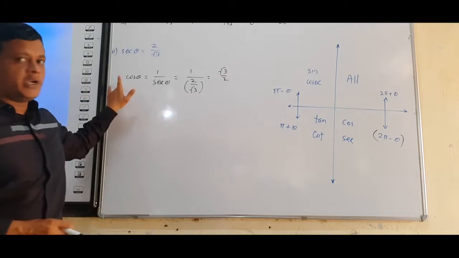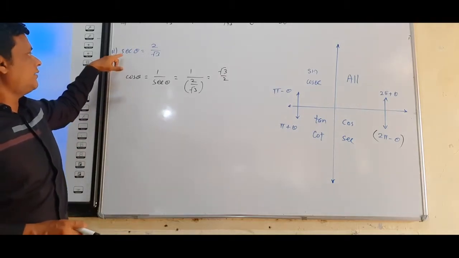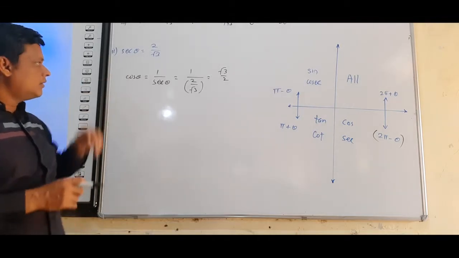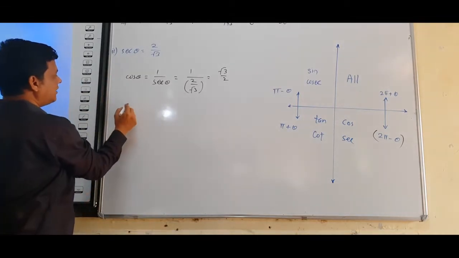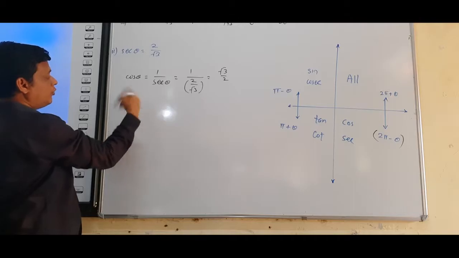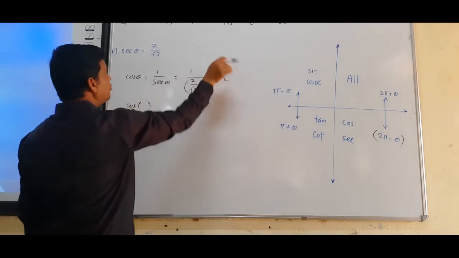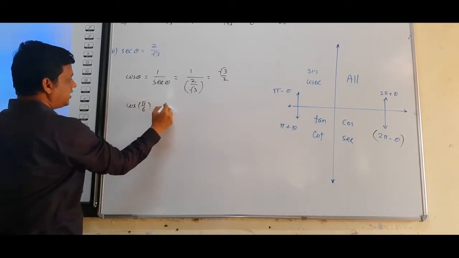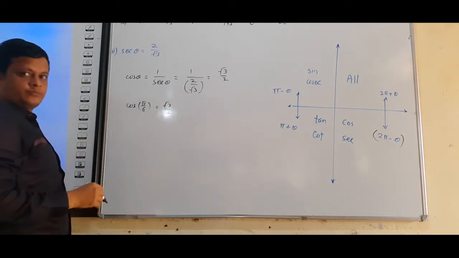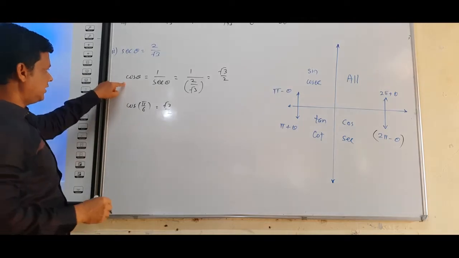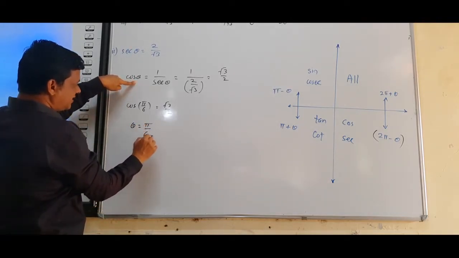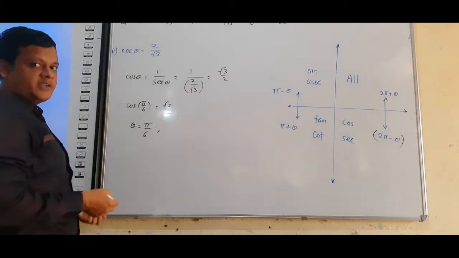So it is convenient for us, instead of finding the value for sec theta, we find the value for cos theta. So we know for which angle we get the value root 3 by 2. For cos pi by 6 we get the value root 3 by 2. So after comparing with this, we get theta equals pi by 6. Now we have to find the second value.